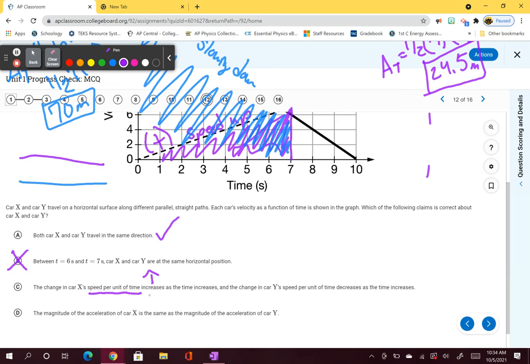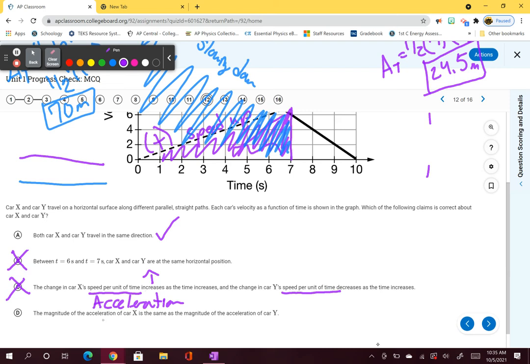So it's all about the wording. Technically saying that your speed in the X is increasing and your speed in the Y is decreasing is correct. But that lovely speed per unit of time, that lovely little thing makes it incorrect, because that is talking about your acceleration. And your acceleration is constant, not increasing. So again, lovely AP wording there.